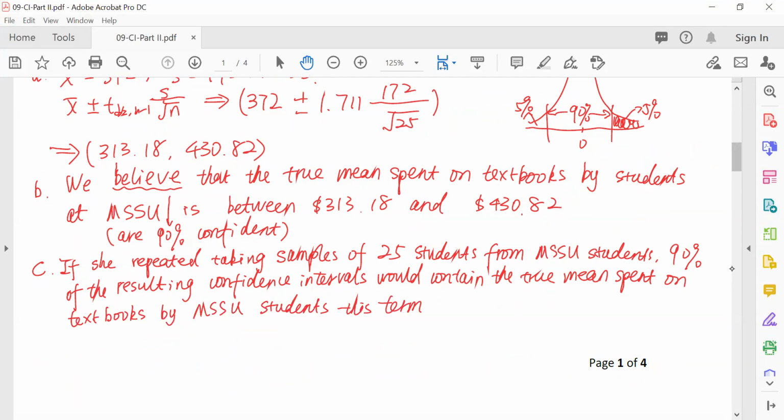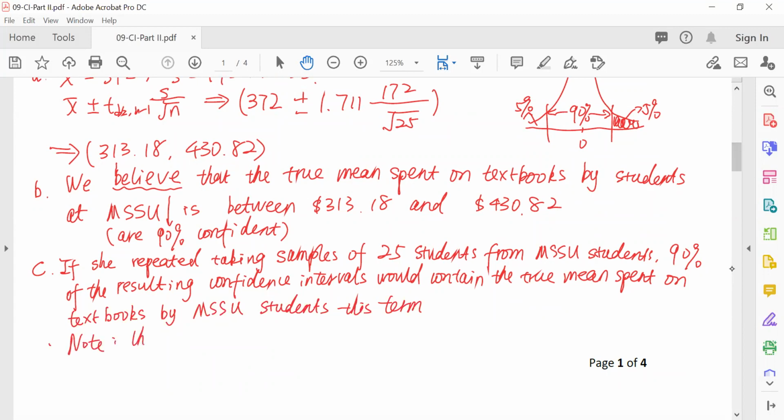So B is how you would interpret a confidence interval, and C is how you would interpret a confidence level in plain English. Now here is a note here. This is not for your grandma. This is for you who know some statistics. So note.